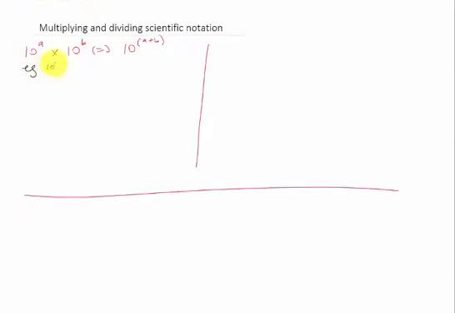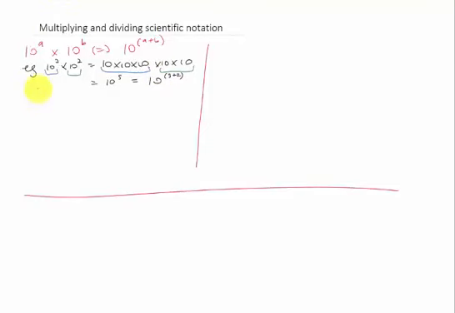Let's say we've got 10 to the power 3 times 10 to the power 2. That's 10 times 10 times 10, times 10 times 10. And so that gives us 1, 2, 3, 4, 5 tens altogether. 10 to the power 5, which is 10 to the power 3 plus 2. And that holds true for any example.